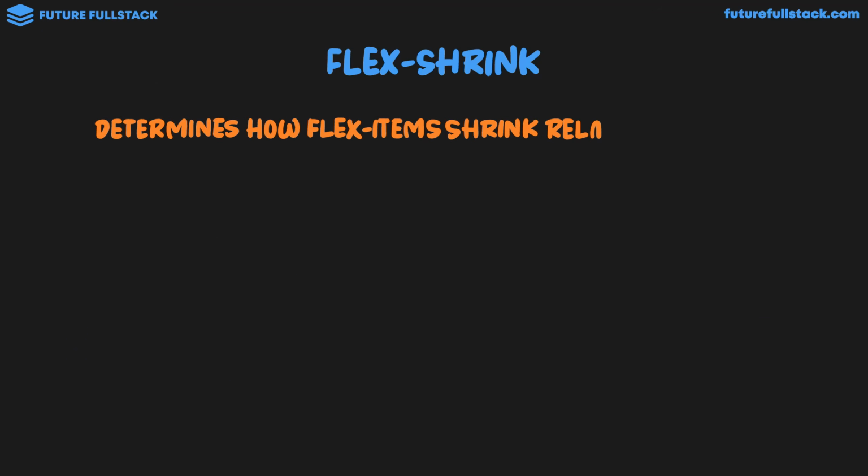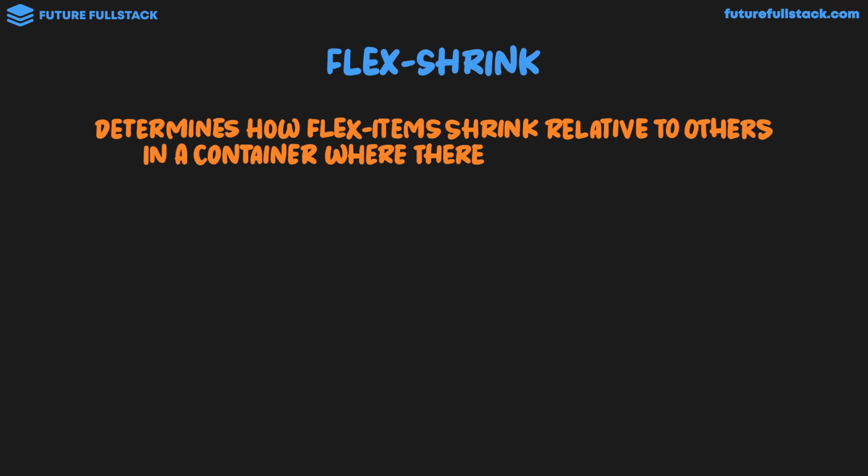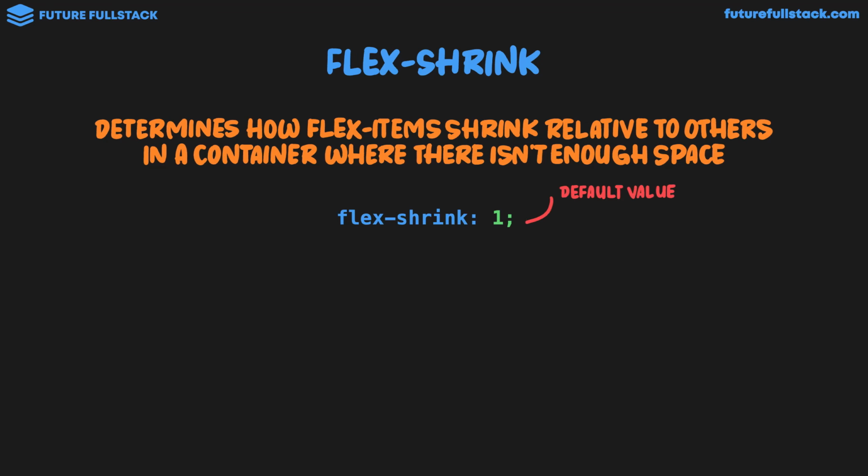So let's now move on to flex shrink. Flex shrink determines how flex items shrink relative to others in a container where there isn't enough space. So it's kind of the exact opposite of flex grow. The CSS property looks like this, flex-shrink, with a numerical value like 1, where 1 is actually the default value. So let's first take a look at what happens by default when the flex shrink value is 1.